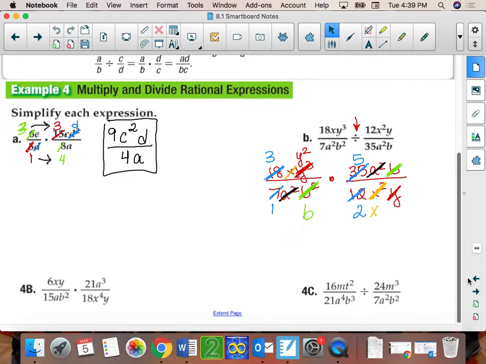And once I've simplified all the way down, now I'm going to multiply across the top, and I'm going to get a 15. Then I have that Y squared. And then I'm going to multiply across the bottom, multiply my coefficients first, which is a 2, and then I have a B left and an X left. And again, I'm going to check and make sure there's nothing I can cancel or simplify, and if not, I am done.